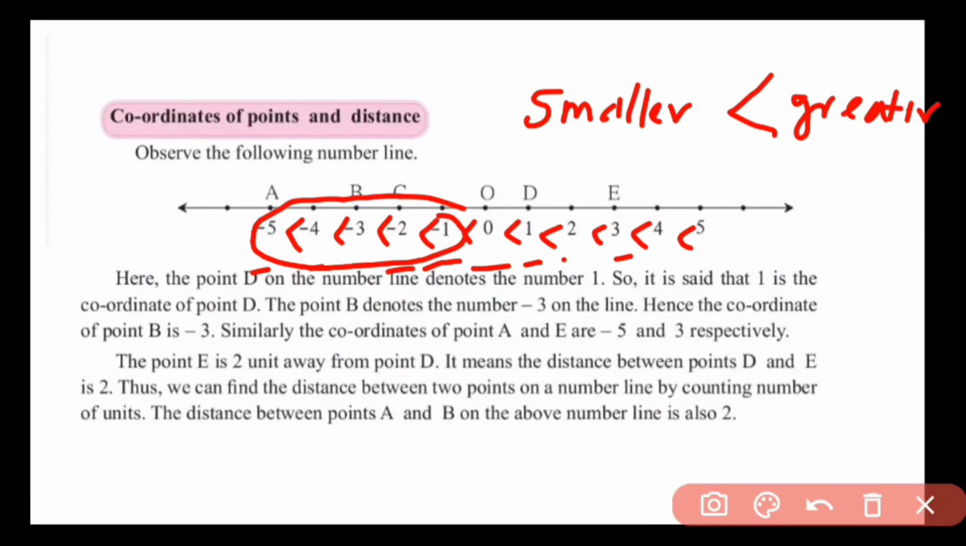That means all positive numbers are bigger than the negative numbers. If the negative number is minus 10 and the positive number is 1, then also 1 is bigger than minus 10 because 1 is positive and 10 is negative. So this we all have learnt in our lower standards also.